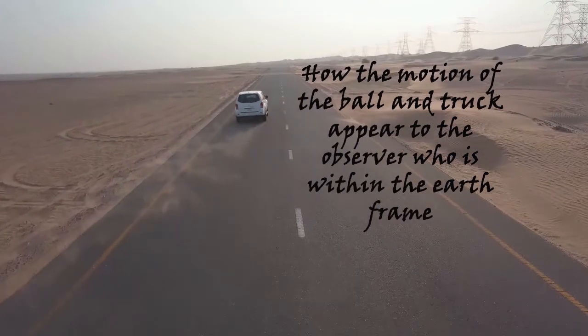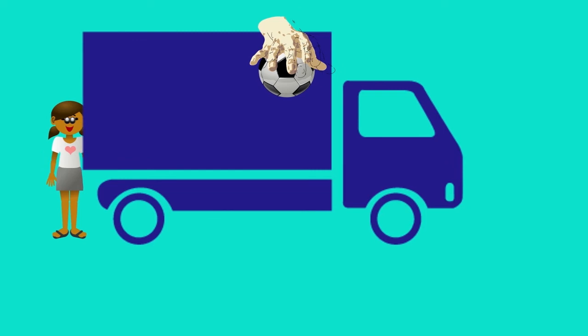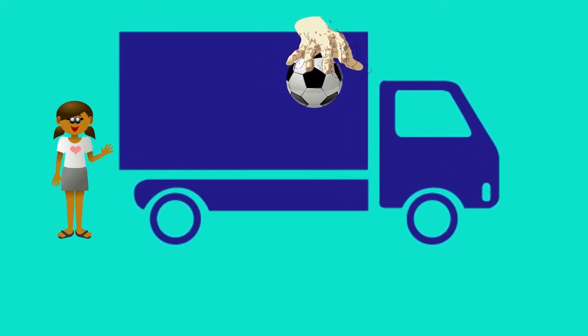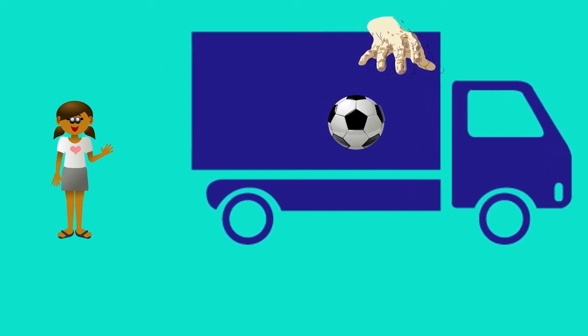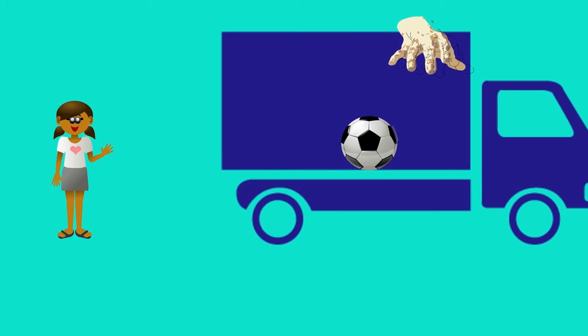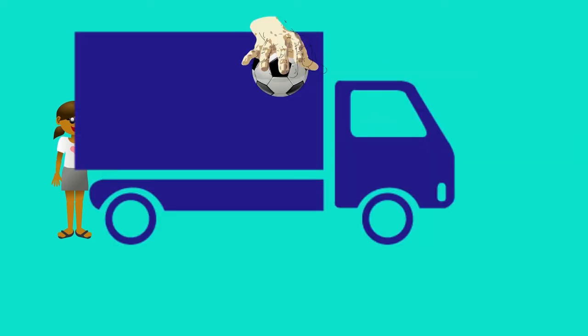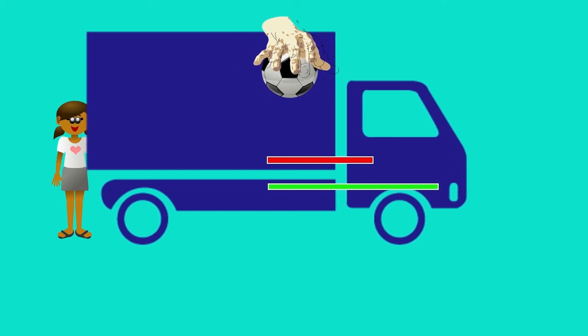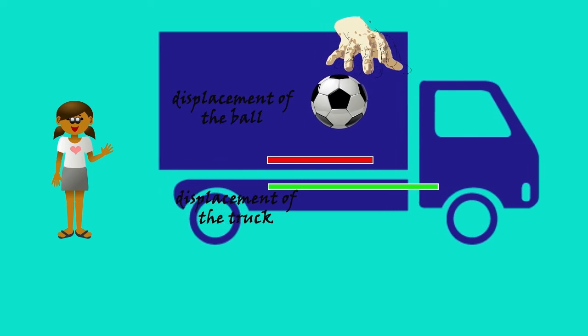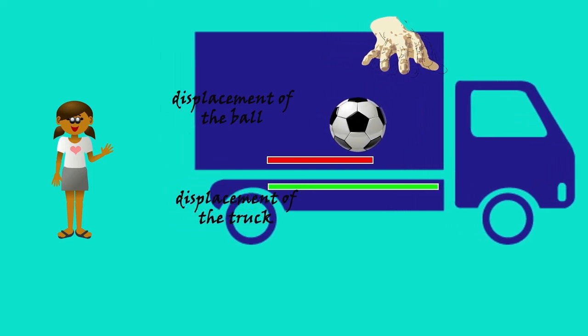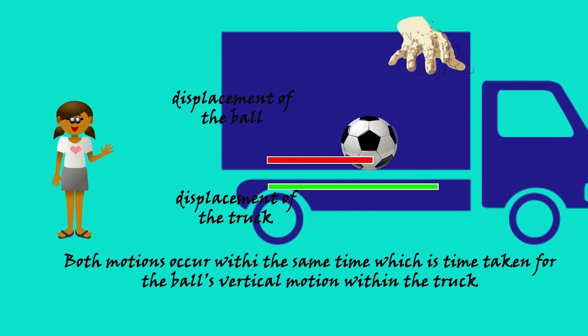Now let us see how an observer who is standing in the Earth frame would see the motion. The ball would appear to move in a projectile path, but the horizontal velocity of the ball is constant. The truck has an acceleration, so it will move with an acceleration. Within the same time, the ball would have a certain horizontal displacement, and the truck as well. This displacement of the truck would be greater than the displacement of the ball. Hence, the inside observer would observe the ball to fall at a position behind the release position. The outside observer would also observe the ball to land on a position behind the release position within the truck.